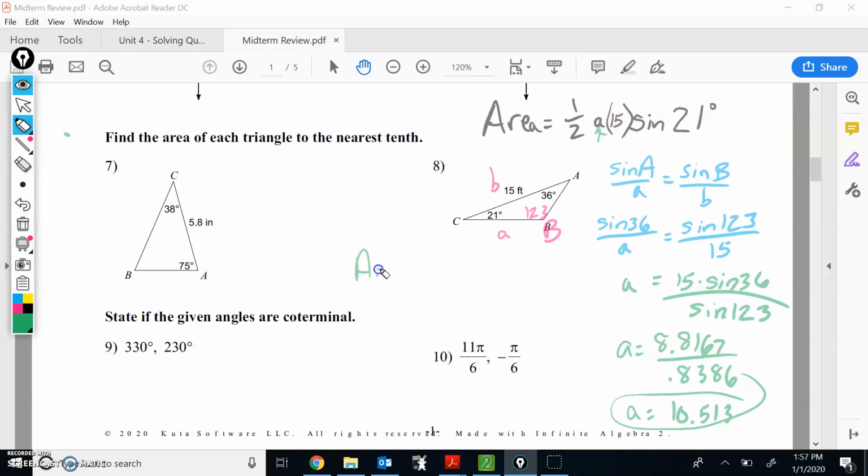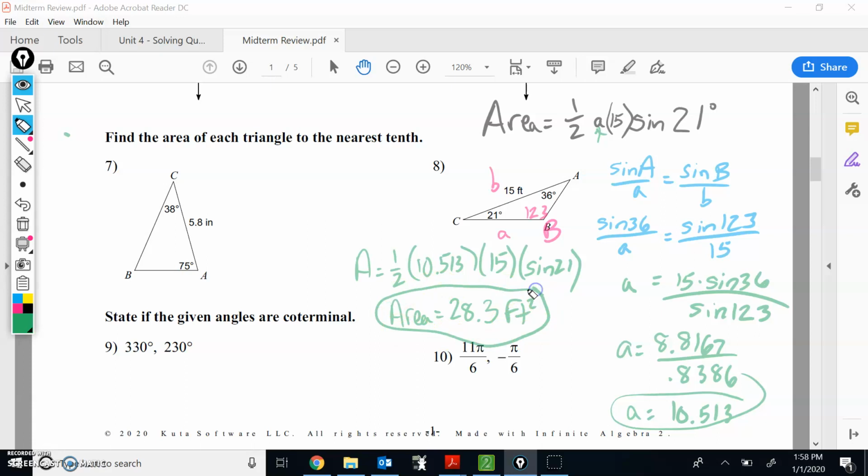Now we can plug that back into our area formula. So the area is going to equal 1/2 times 10.513 times side B times the sine of 21, because that was C in this case. Plug those in, see what we get. We get the area to equal 28 point, since we're rounding to the 10th, 3, and this is in feet squared. And there we go. Tough problem, but we did it. I'm going to have the next few problems on the next video.